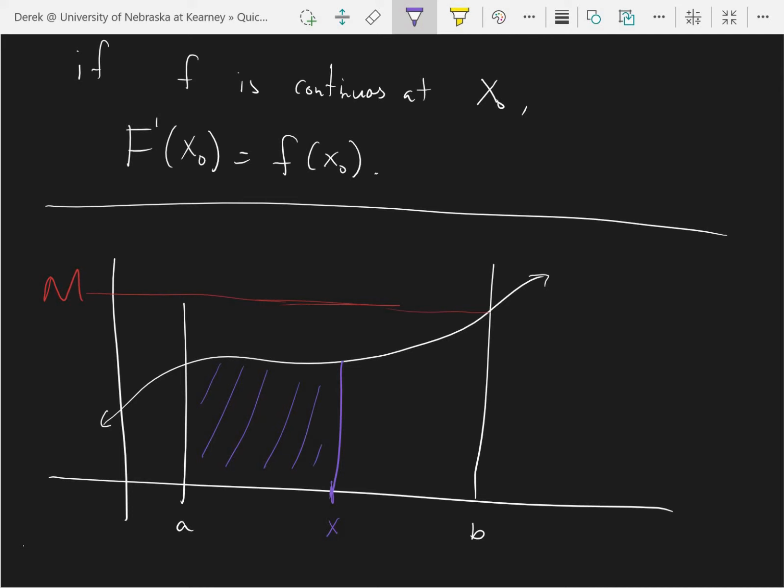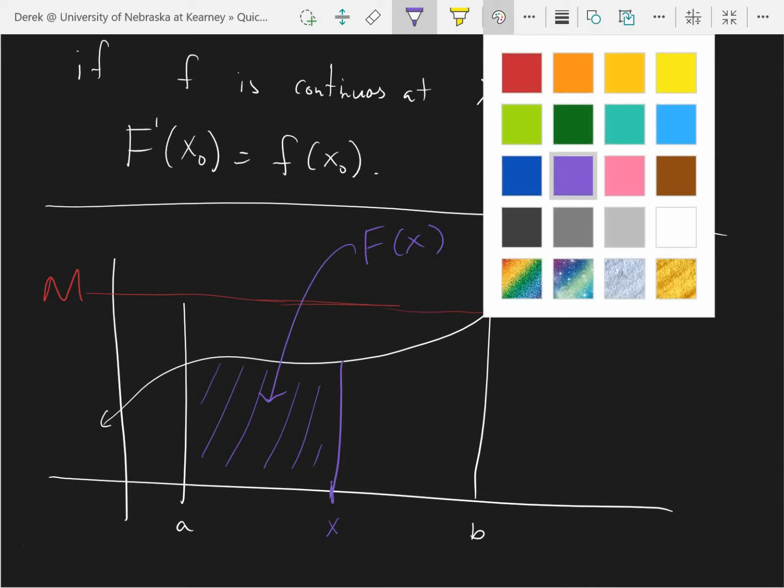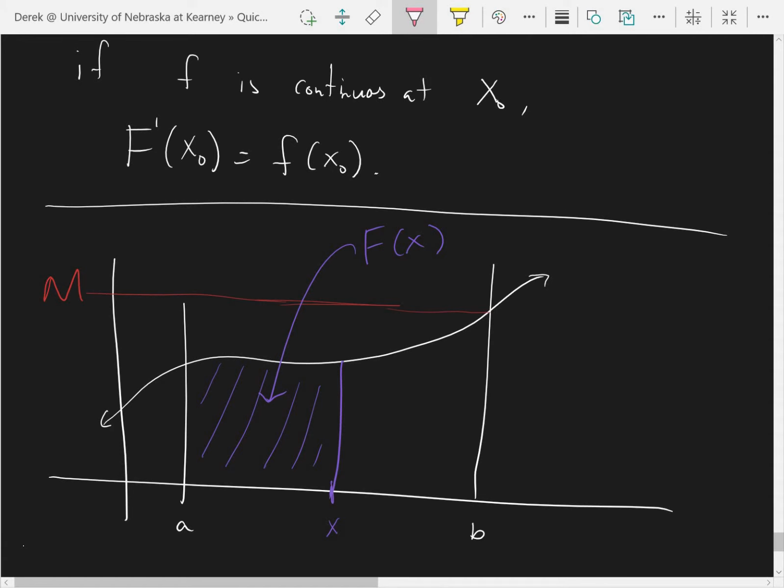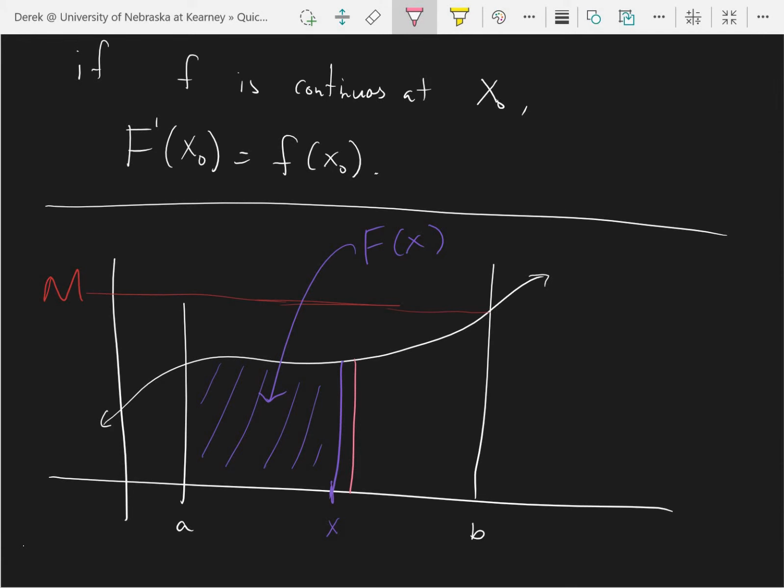This would be F of x, right? And F of x changes continuously because if I change the input a little bit, the output changes a little bit. How much can the output change? Well, if I change x by a little bit, so I go left or right a little bit, the output can change by at most M times that change in input. That's going to give me continuity. It's going to actually give me uniform continuity.